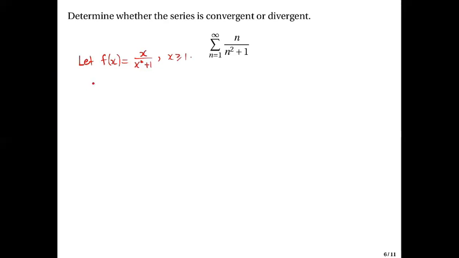So first, for x greater than or equal to 1, f of x, which is equal to x over x squared plus 1, is greater than 0. Definitely x squared is always positive, plus 1, it's always positive. And you are only considering x greater than or equal to 1, so the x in the numerator will be greater than or equal to 1. Therefore, positive number divided by positive number is positive.